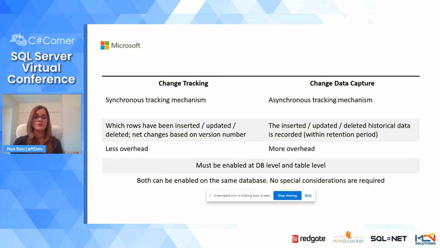Change tracking tells you, yes, a change has been made, while CDC also shows you historical change data. And because of that, CDC, of course, has more overhead. So when we talk about storage and performance overhead, change tracking has less. Both of them are similar in the sense that you have to first enable them at the database level and then at the tables level, and both can be enabled on the same database without additional considerations.